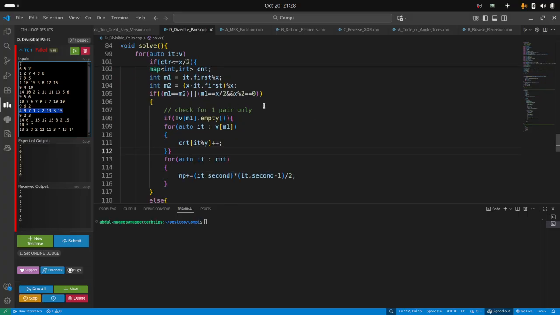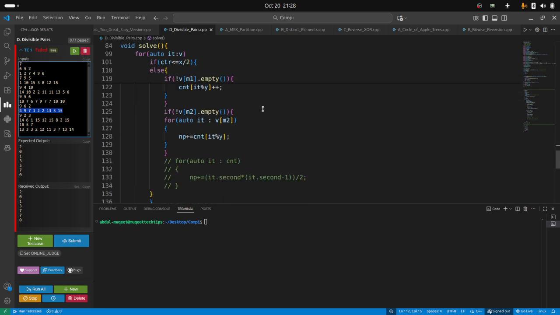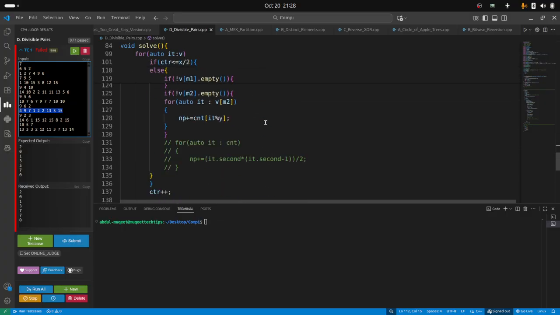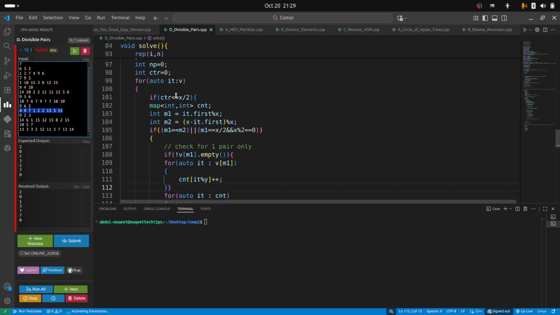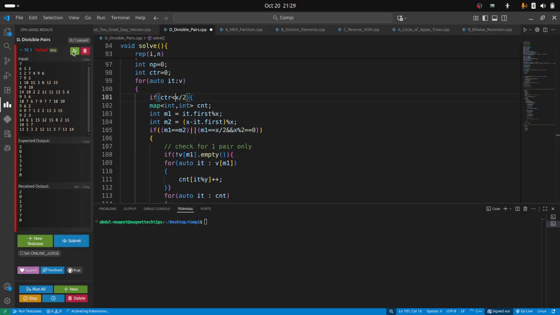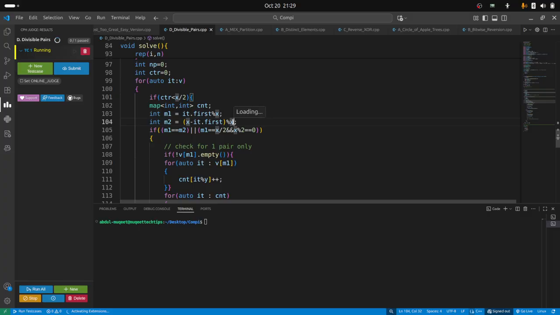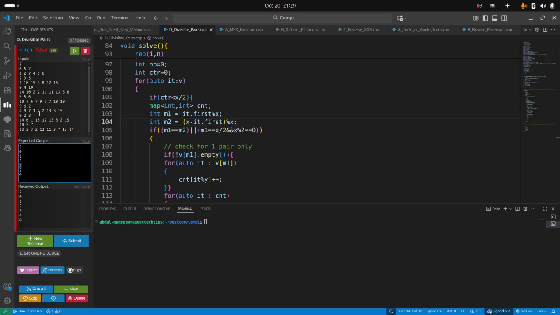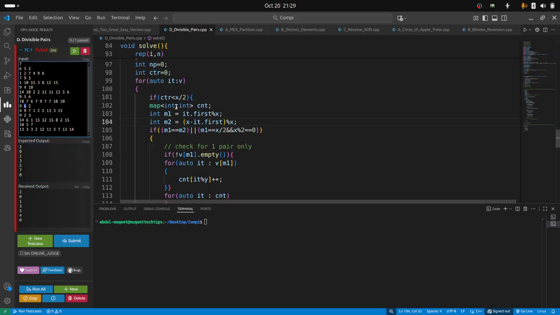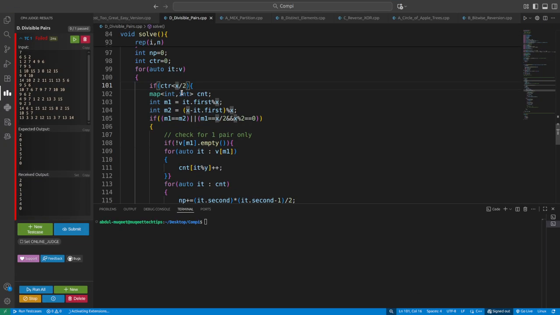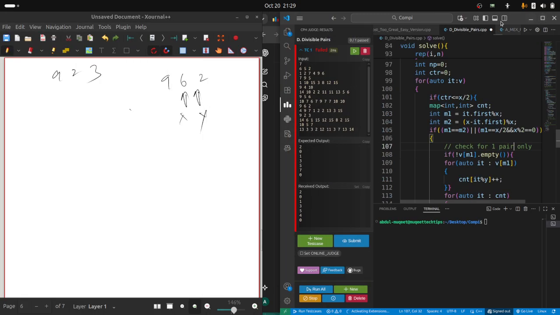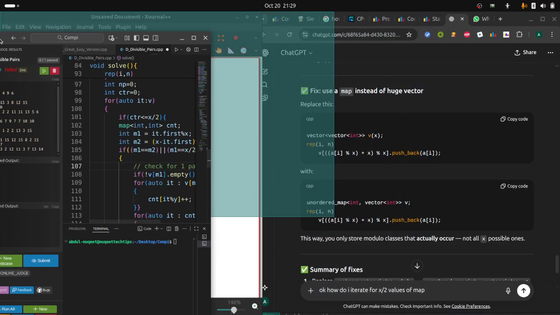Check for one pair only. Maybe the iteration is doing something. But just remove this and then try running it. This test case is passing actually. What is the value of this? This is the extra test case which has been considered. So I need to do this thing again. Whatever updation he has done, I need to do mine.